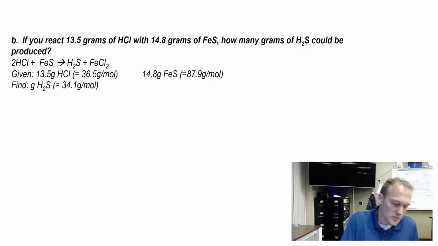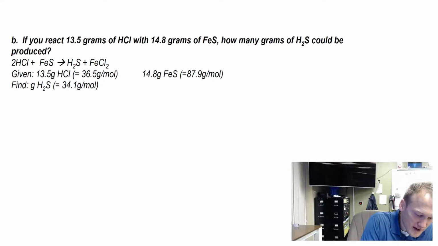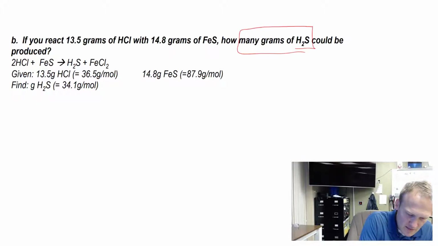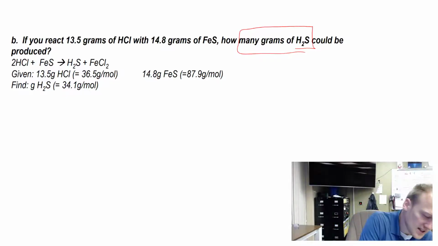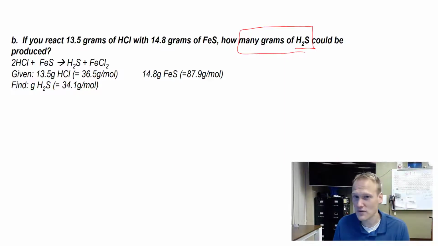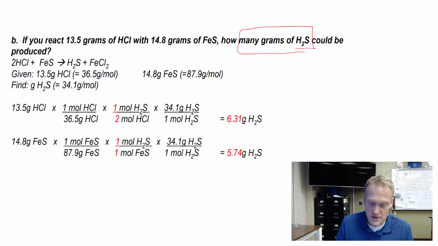Here's another problem. We have 13.5 grams of hydrochloric acid and 14.8 grams of iron sulfide. We're going to combine those and produce hydrosulfuric acid and iron chloride. Notice that the question is specifically asking me about grams of hydrosulfuric acid. So that means we're going to take each of these reactants and find out how many grams of hydrosulfuric acid we can produce. And here's our problems.